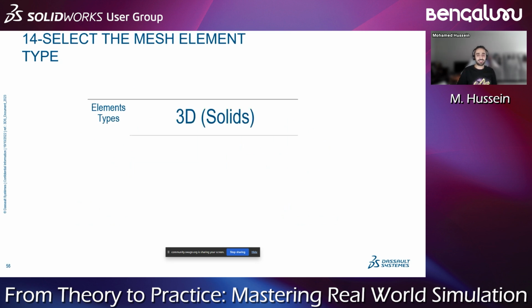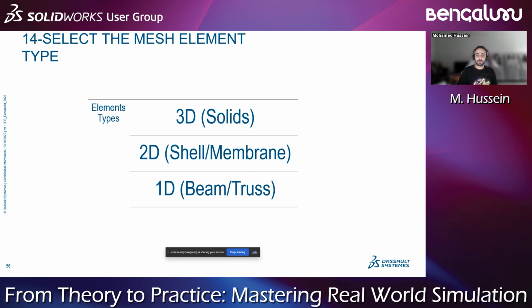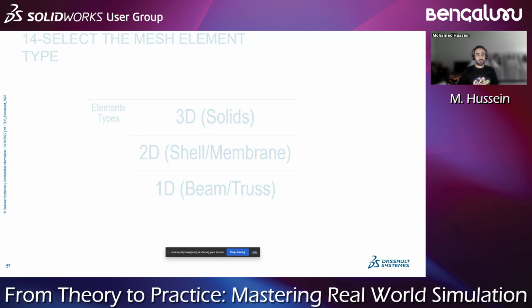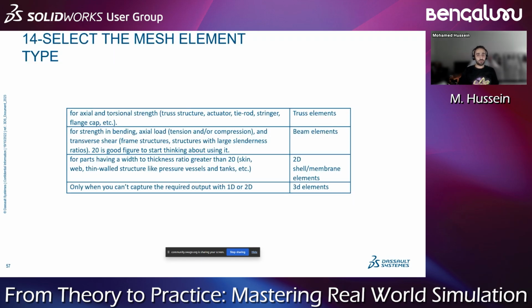First of all, the 3D solid elements. Second type is the 2D shell or membrane, and the 1D beam or trusses. So we have the three types of elements, and we have to decide which one to use. What are the differences?